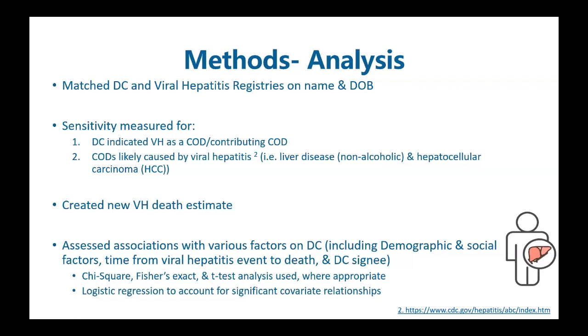We also created a new viral hepatitis death estimate for Philadelphia and assessed the association with various factors on the death certificate using chi-squared, Fisher exact, and t-test analysis where appropriate. In addition, a multivariable logistic regression was performed to account for significant covariate relationships. Next slide, please.